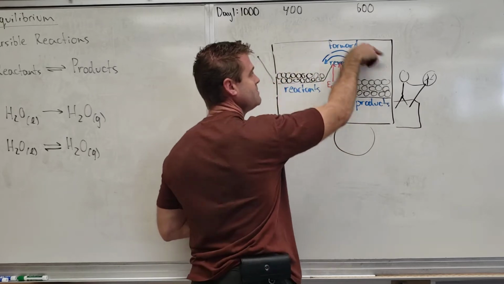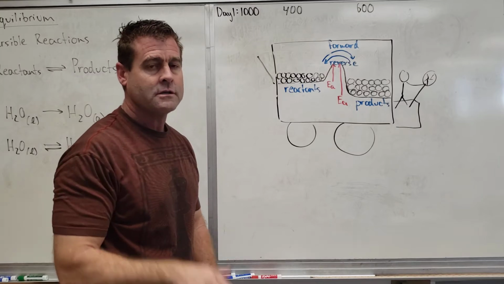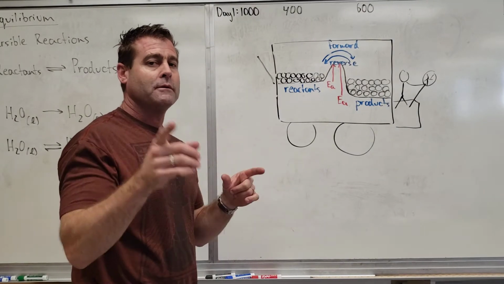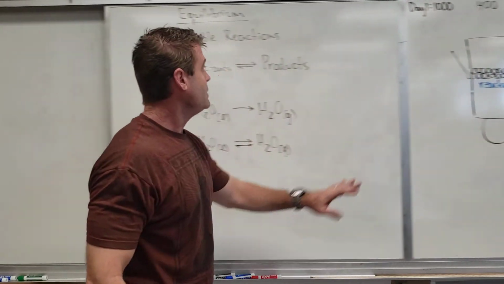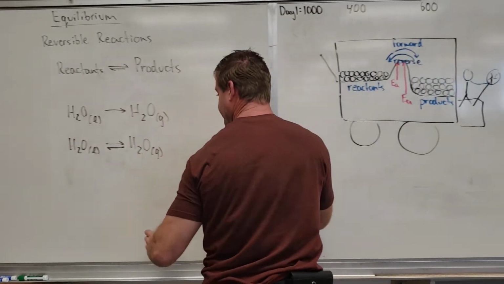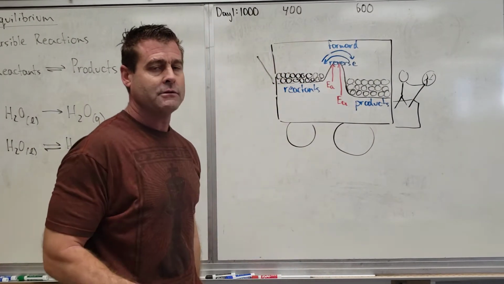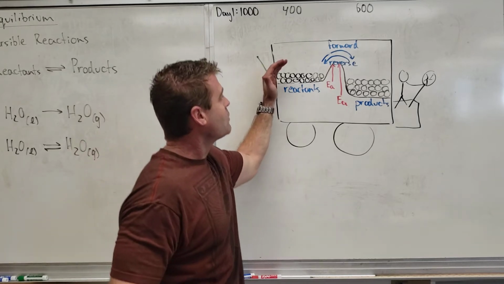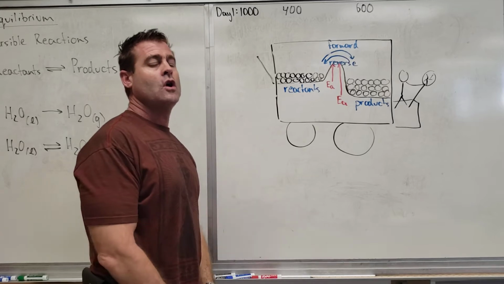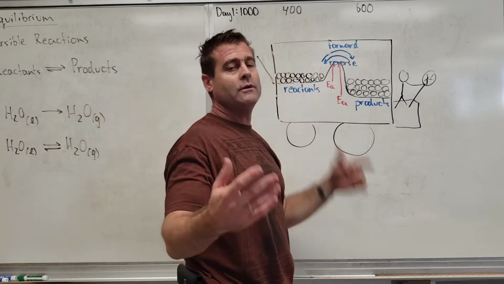Wouldn't you guys agree, if you have just as much going this way as going this way, what's going to happen to the amounts or the concentration of those? They're going to stay constant. That's when you say you've reached equilibrium. Remember, what does equilibrium mean? When you think equilibrium, you think something is equal. Equilibrium does not mean you have equal amounts on both sides. You've reached equilibrium when the rate of the forward reaction is equal to the rate of the reverse reaction. So if these don't change, we know we've reached equilibrium.